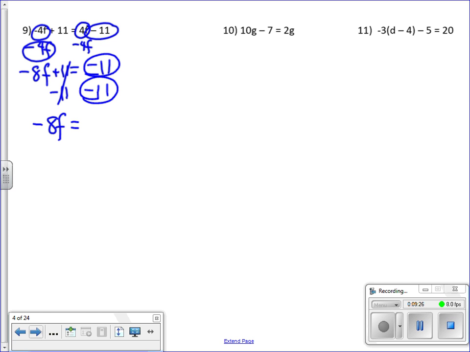Remember, when we circle our integers, it kind of then tells us what we need to do. If you're having any trouble with our integer operations, you need to make sure that you're going back and looking at some of those videos on integer operations. So we have negative 11 plus another negative 11 gives me a negative 22.